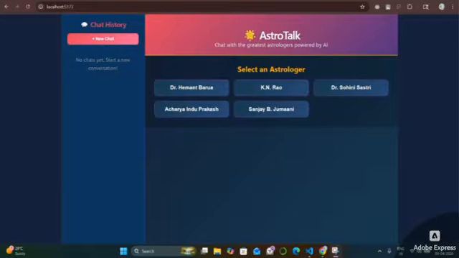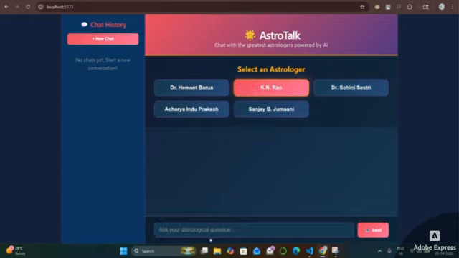First is Mr. Hemant Borua, second is K.N. Rao, Suhani Shastri, Acharya Indu Prakash, and Sanjay B. Jumani. These are the five names that I have taken. In this case, what the person does is he selects an astrologer, and then that particular astrologer that he selects, he can chat with him.